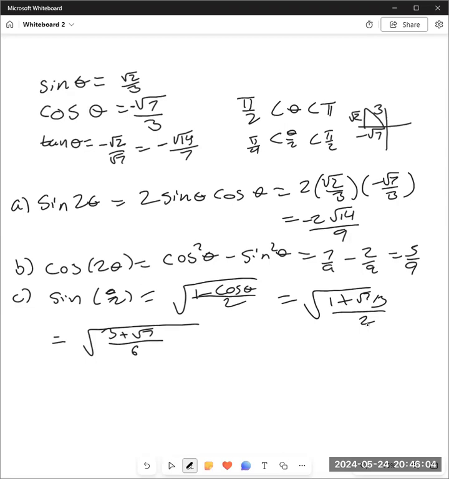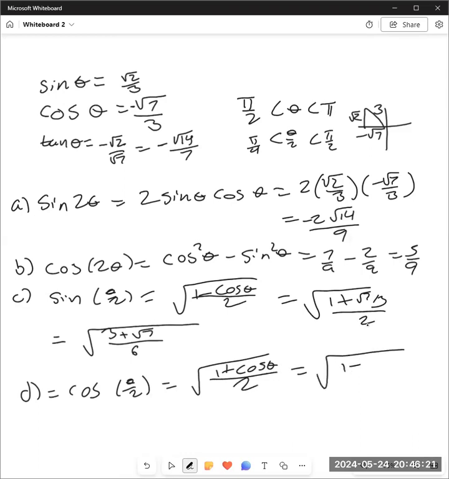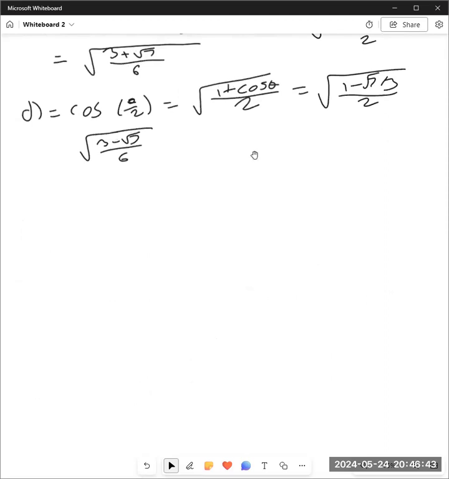so we'll leave it just like that. For D, we want cosine of theta over 2. Again, we're going to be in the top half of quadrant 1, so it's going to be positive. This is going to be the square root of (1 plus cosine theta) over 2. This is going to be 1 plus √7 over 3, over 2. So this is going to be √(3 plus √7) over 6, like that. And again, my math lab will be totally happy with that. You can leave it just like that.